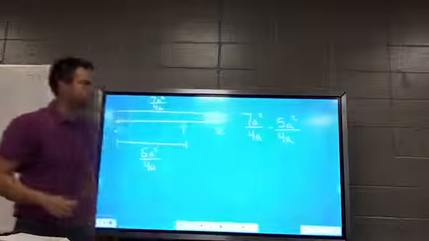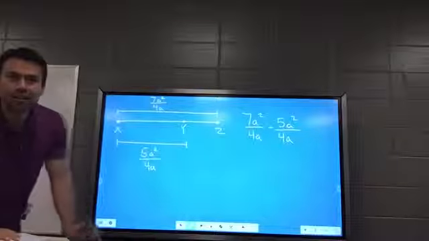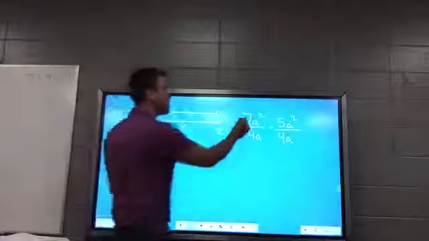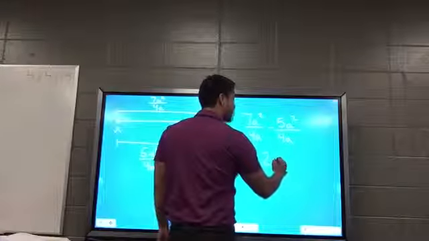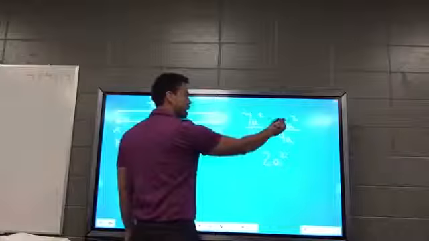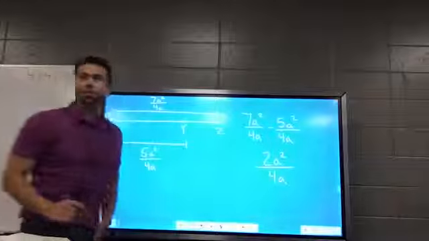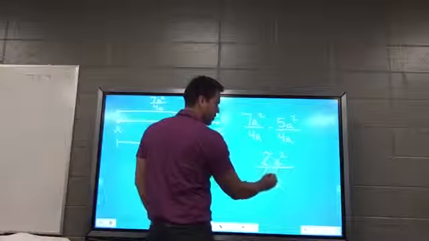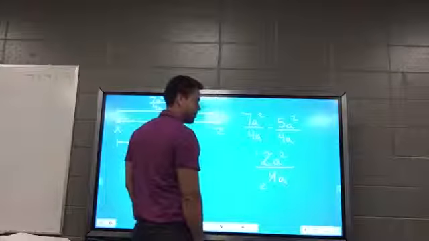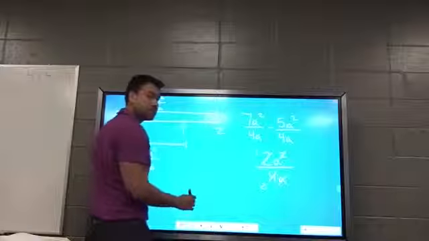You're combining things. All right, can you combine these two just like they are? You can because you have common denominators. Good. So what's 7a squared minus 5a squared? I think it's 2a squared over 4a. And then what can cancel out, Davis? 2 and 4, and a and a.